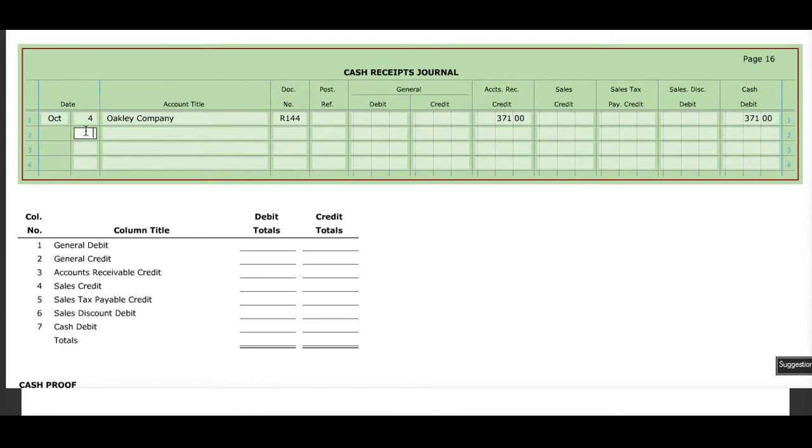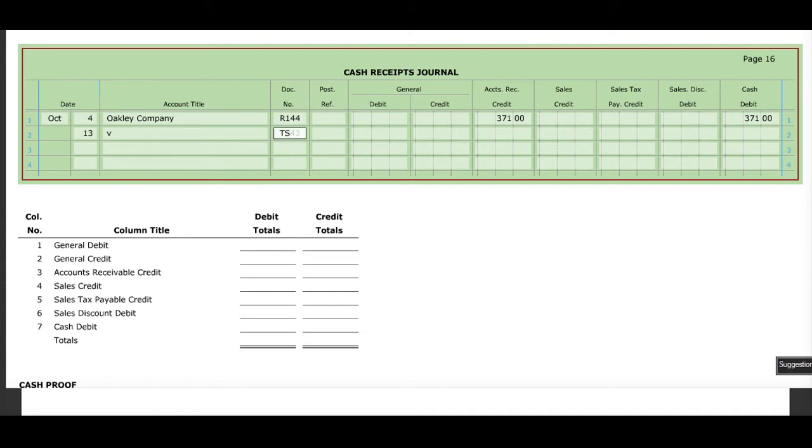On October 13th, we recorded cash and credit card sales, $8,361.60 plus sales tax of $501.70 for a total of $8,863.30. TS 43. So 13th, we put a check mark here because this is our cash receipts journal. So this is where we're recording all the money we've made.